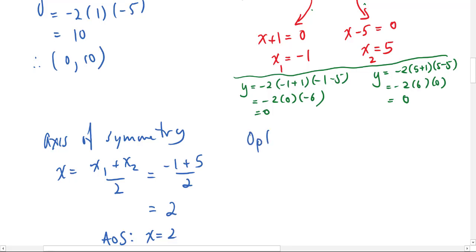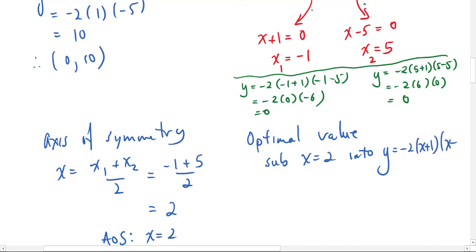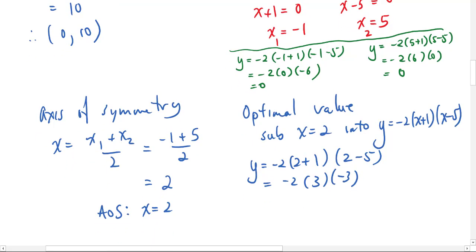Next, we can find the optimal value. The optimal value is found by subbing in the axis of symmetry. We're going to sub x equals 2 into our equation for y. Y equals -2 times (x plus 1) times (x minus 5). And we get y equals -2 times (2 plus 1) times (2 minus 5), which is -2 times 3 times -3. If we multiply that, that's where we get our 18 from.